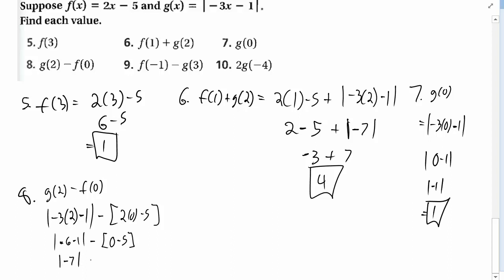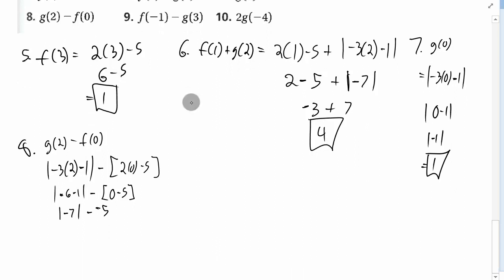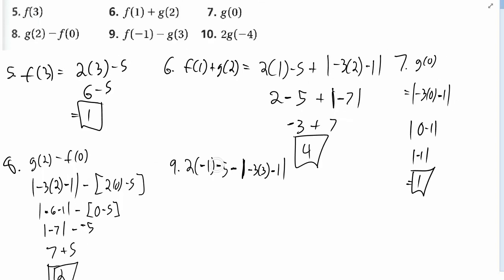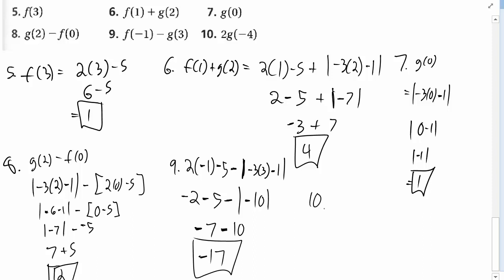But instead of distributing a negative, I can just simplify first and just make sure that that is negative. I come out to 7 plus 5, which is 12. For number 9, again, I have subtraction, but I don't have to worry so much because those absolute value symbols kind of work like brackets or parentheses. So it makes me less likely to get a wrong answer there. If I simplify that, you should get -17.